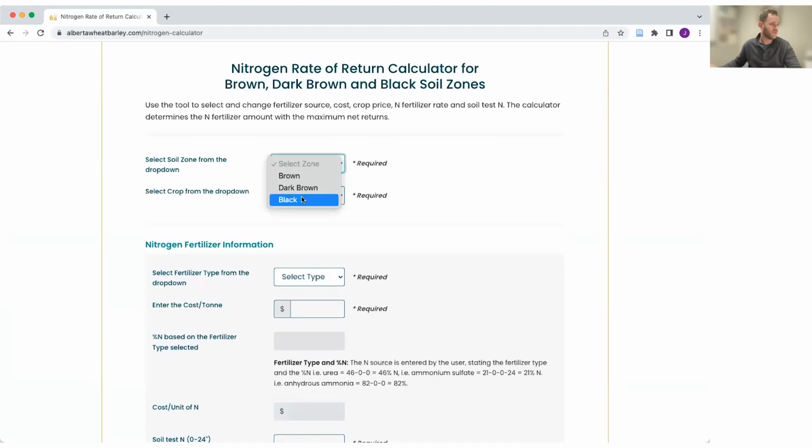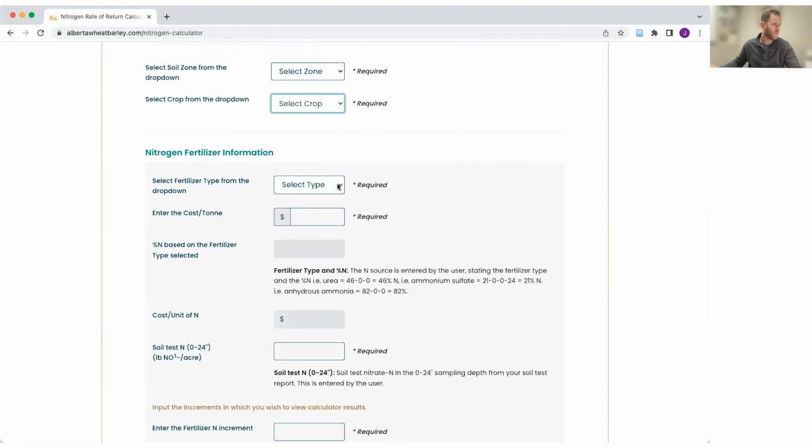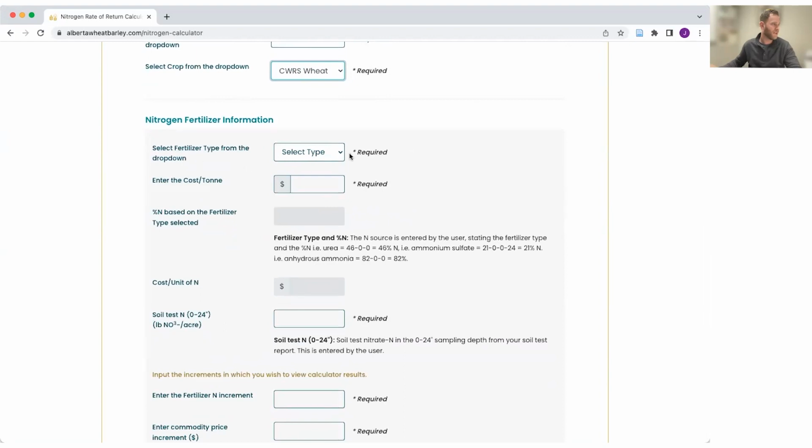There are only a few inputs that you need to think about when utilizing this calculator. You're going to select your soil zone. You can see there's brown, dark brown, and black, no gray, as we don't have data from that soil zone. Then you're going to select the crop, CWRS wheat or barley. We're going to go with brown soil zone and CWRS wheat, and then you can select the fertilizer type that you plan on using. We're going to use urea, but you can see there's a variety you can select from. This is only going to change the price that you're working with. It's not going to change the results or the yield expectation.